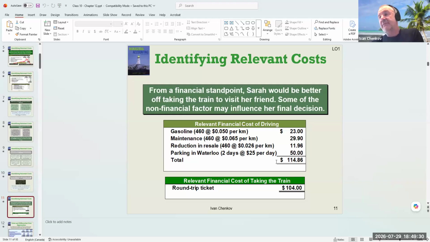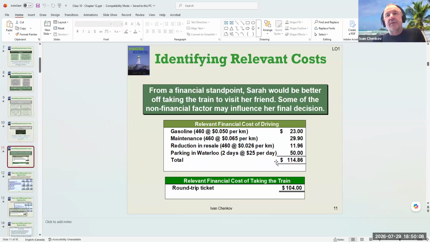Now, if the difference between both alternatives ends up within $10, then you definitely have to do the qualitative analysis as well. What if she can drive the car, and what will be her preferences? Because personally, if the difference is only $10, I would still prefer to go with the car. Why? Because it gives me freedom to make last-minute decisions. When I'm with the train, I'm stuck with the train.